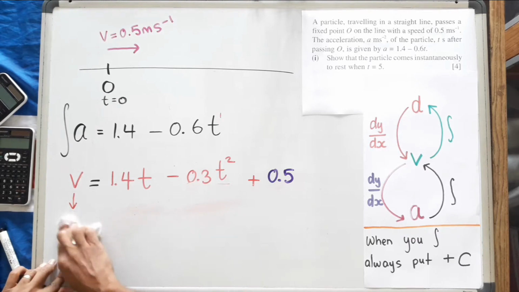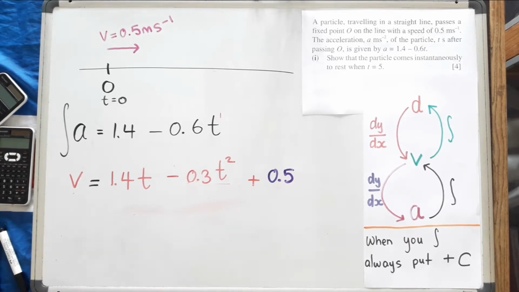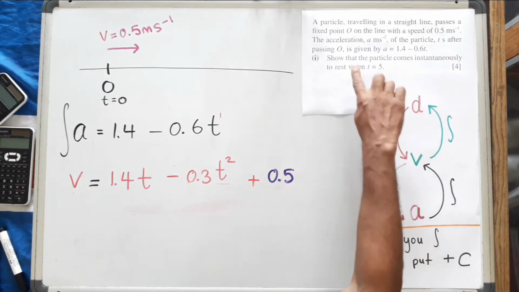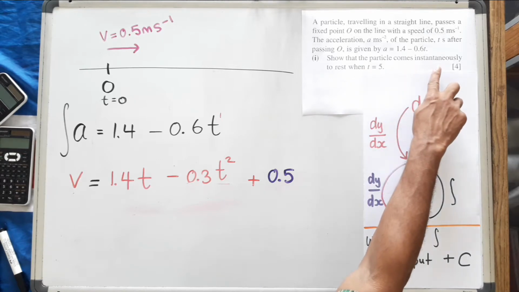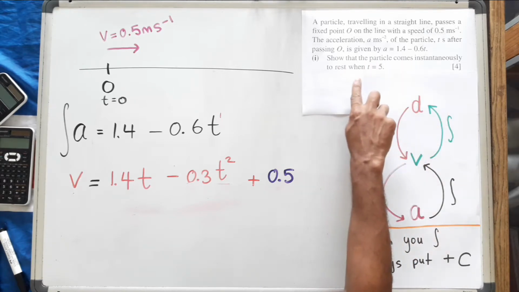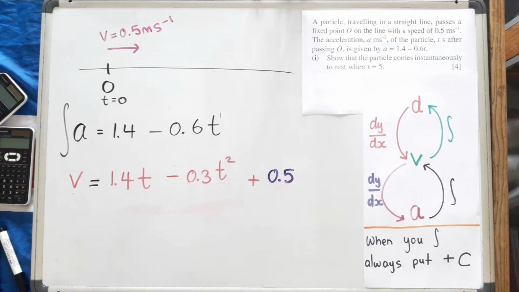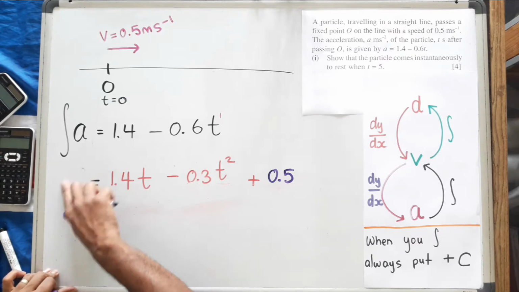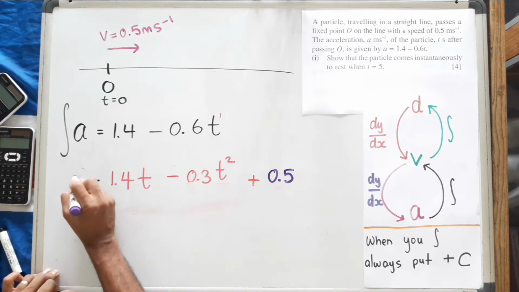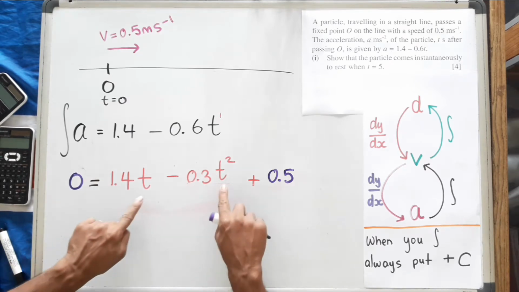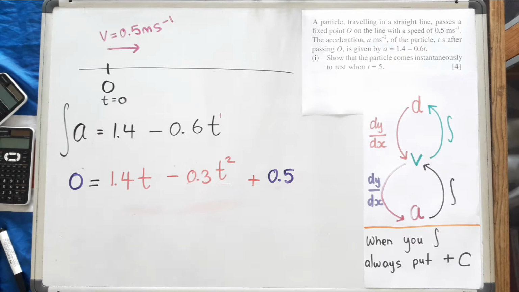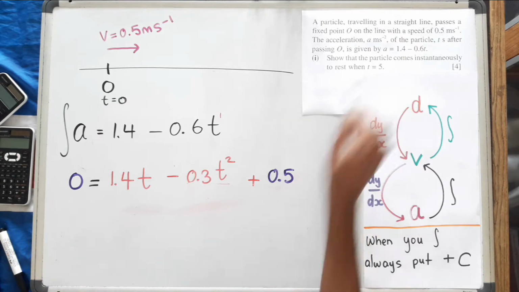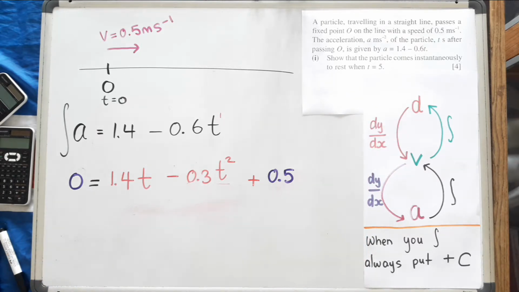Right. Now here's what they want us to do. They want us to prove or to show that it comes instantaneously to rest when time is 5. So when something comes to rest, my velocity is 0, so I'm going to erase my v and replace it with 0, and I am going to solve for t. And when I solve for t, I'm really hoping that one of my answers is 5. And once I get 5, that's the end of the question.